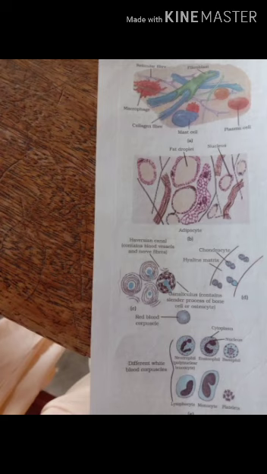Where are fats stored in our body? Fat storing tissue is adipose tissue, found below the skin and between internal organs.